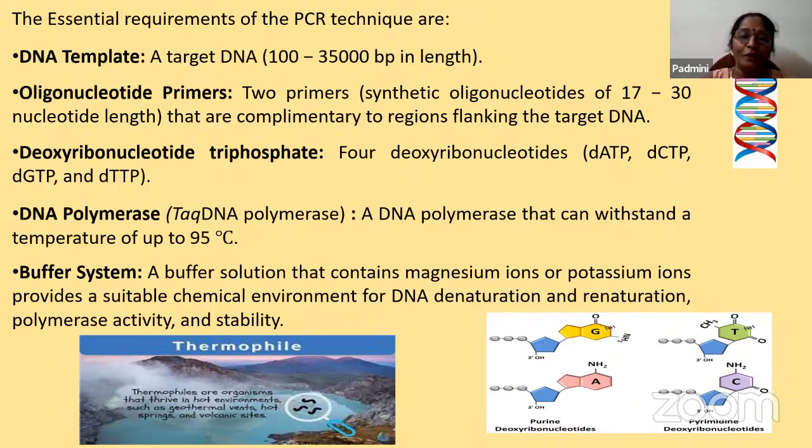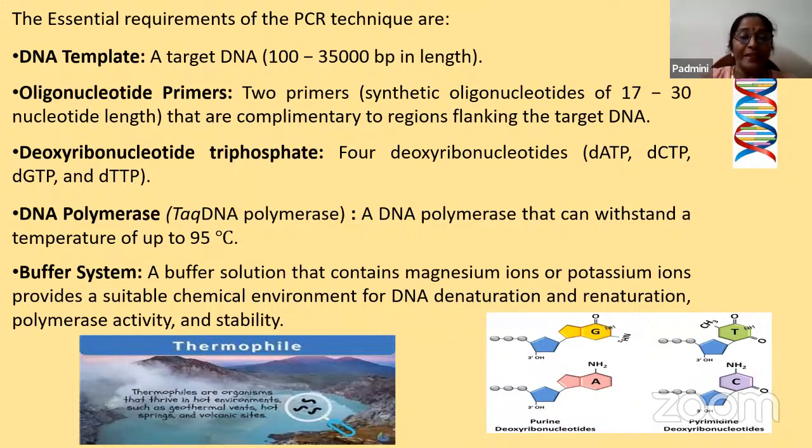So this particular bacteria is present in hot springs or volcanic sites, where you have geothermal vents that burst open in volcanic places. They found that this bacteria was able to survive there even at high temperature. So we are going to use that particular enzyme, called the Taq DNA polymerase, which is obtained from this thermophilic bacteria. A DNA polymerase that can withstand a temperature of 95 degrees centigrade is what we need to elongate the DNA.